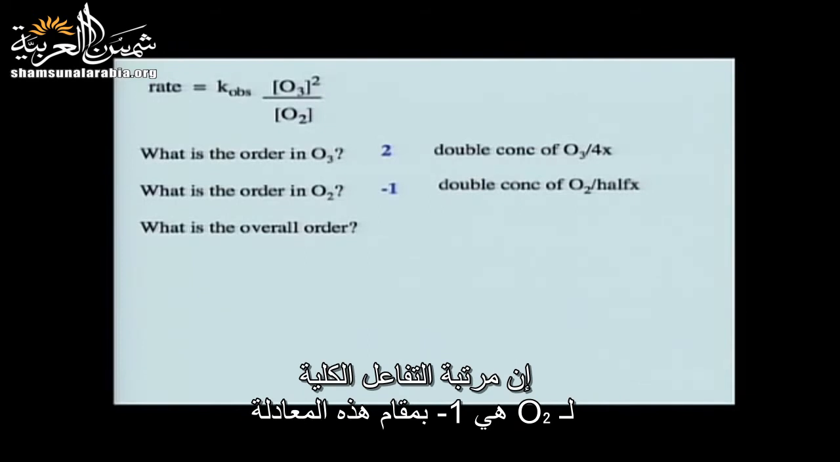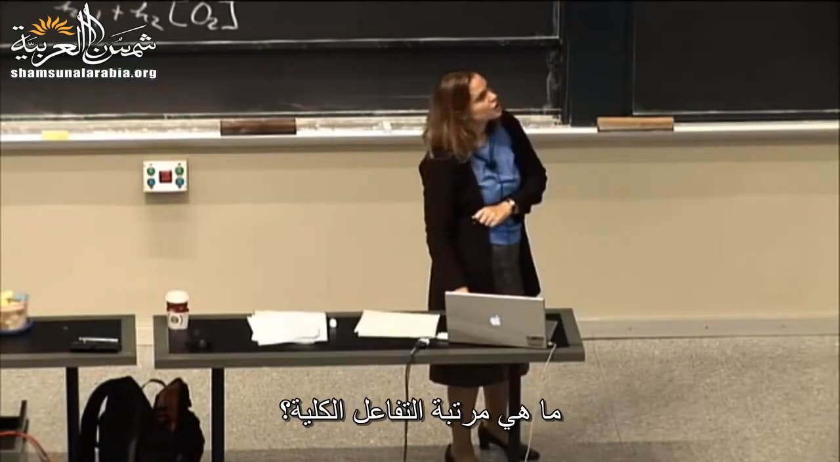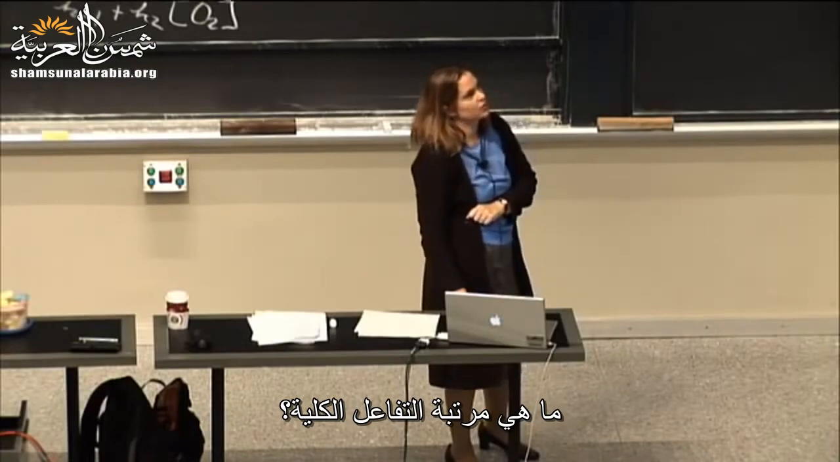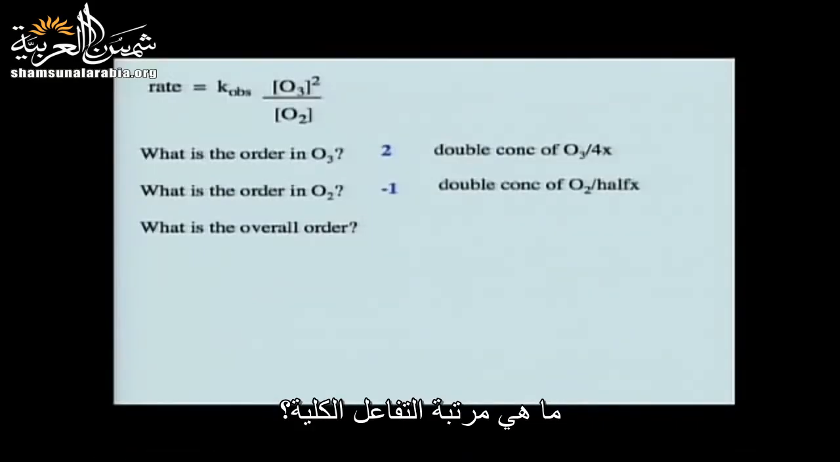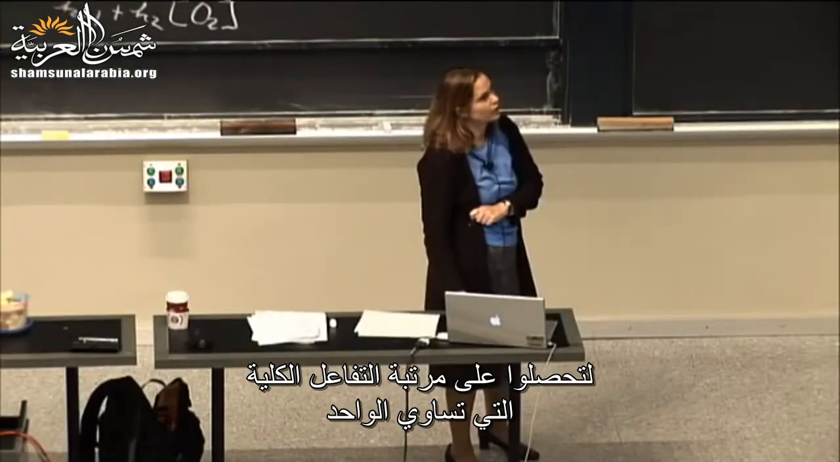All right, so the order is minus 1, that's what it means if it's on the bottom of that equation there. And so if we double it, then it should half. So overall, then, what is the order of the reaction? It's 1. And so remember, you can sum up the order of the individual ones to get the overall order. So the overall order is 1.